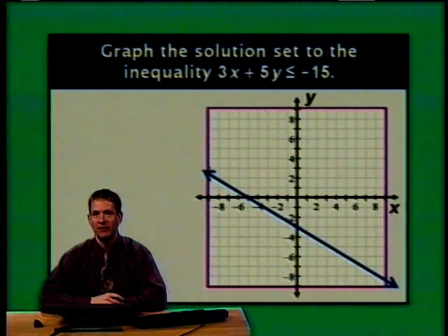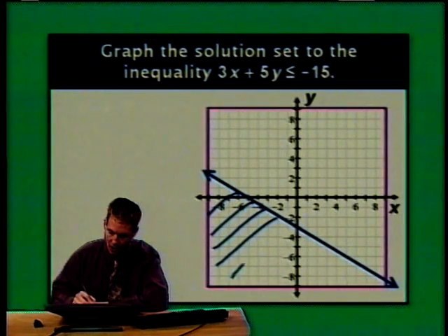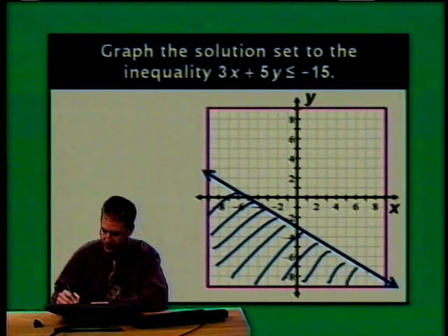(0, 0) is above the line. A point above the line makes the inequality false. So the half plane above the line is not the solution set. It's the half plane below the line that is the solution set.